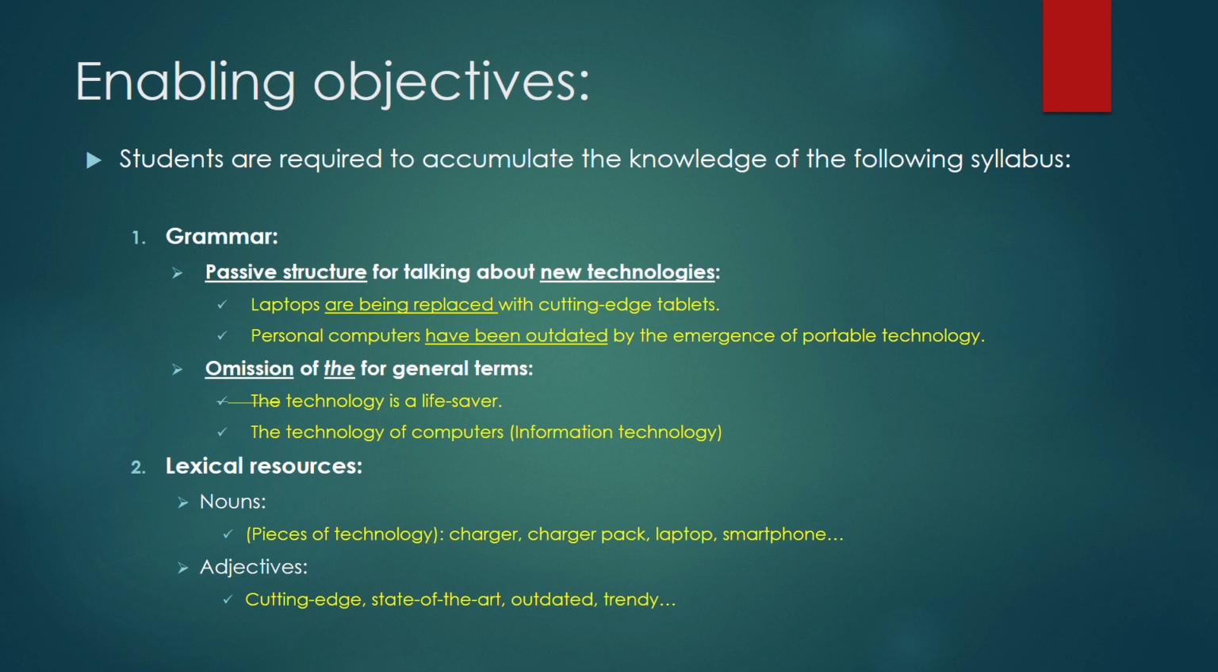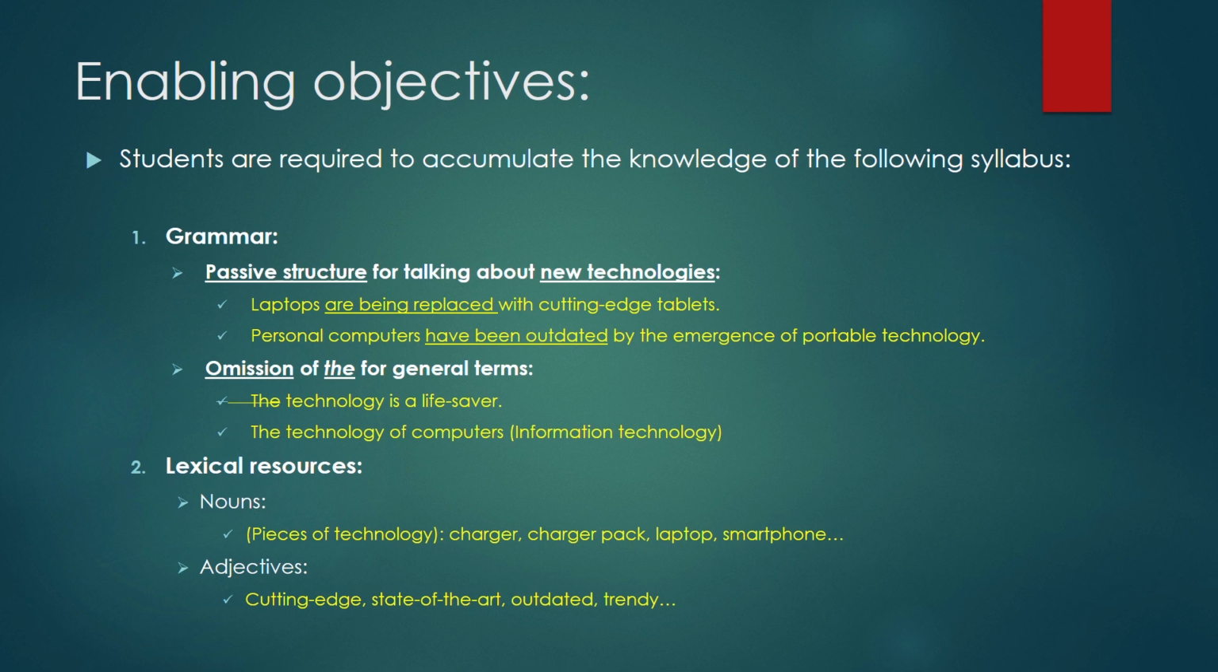Then we have lexical resources. We have nouns, for example, pieces of technology. So we ask our students to memorize these sorts of equipment, devices. For example, we have chargers. I'm sure you know that. Charger packs are another term for, let's say, power bank. And we have laptops, smartphones. This list is going to be far from comprehensive as life goes on, new technologies emerge, and this list keeps being updated. And then we have a set of adjectives for technologies.